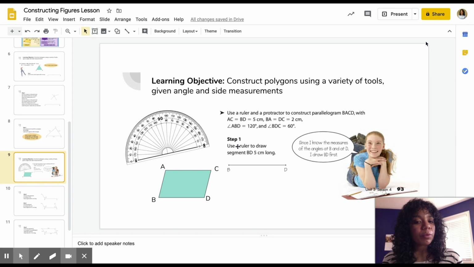The first thing you want to do is, just like with the triangle, you want to use a ruler to draw segment BD, which is 5 centimeters long. Okay, so with the side measurements and the angles, we're going to be able to build this parallelogram. So let's go over to MathPad.